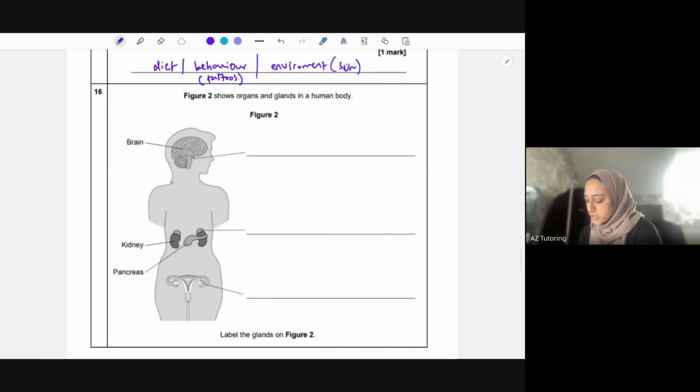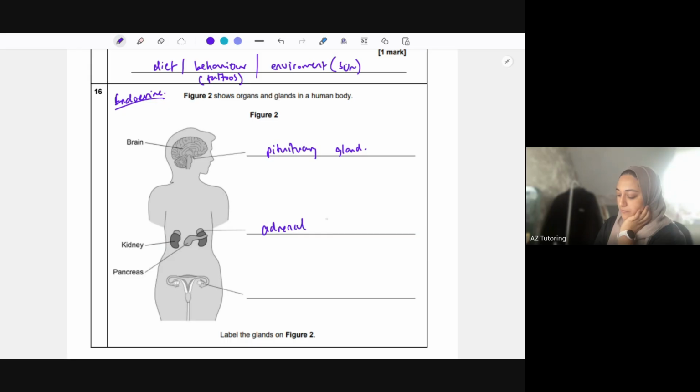Okay, so figure 2 shows organs and glands in a human body. Label the glands. Okay, so you've got the brain here. Obviously we spoke about this endocrine system they're speaking about in this question. So this is the pituitary gland. Pituitary gland just sat underneath the brain. We've got the pancreas there, we've got the kidneys. These are the adrenal glands, which are sat just behind. Adrenal glands. And then over here, this is a female, so that would just be the ovaries. Obviously, a male does not have ovaries. I'm just going to write ovary because it's pointing to 1.